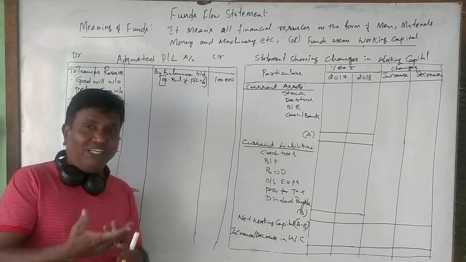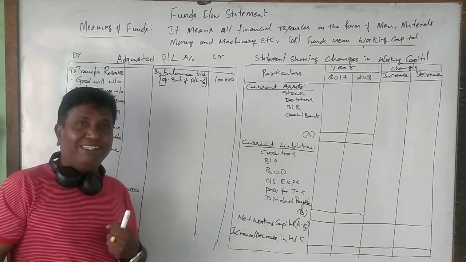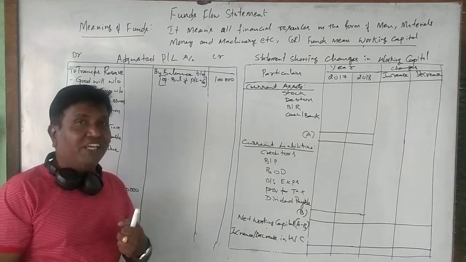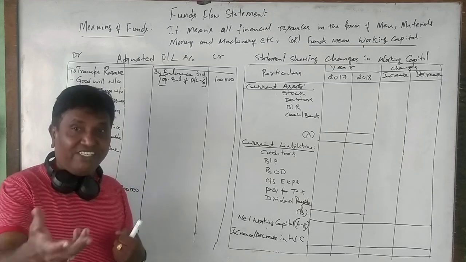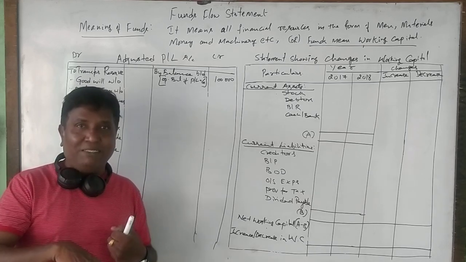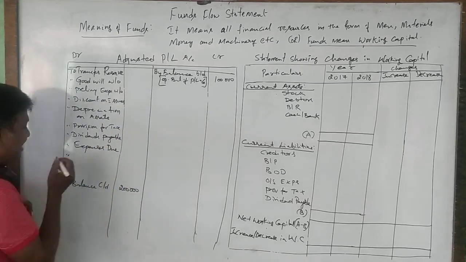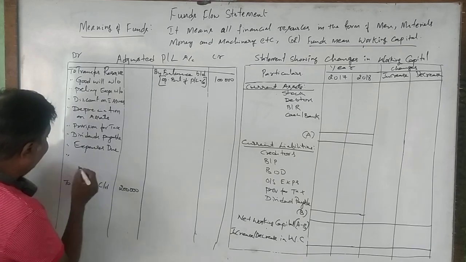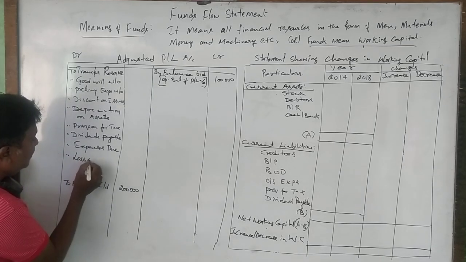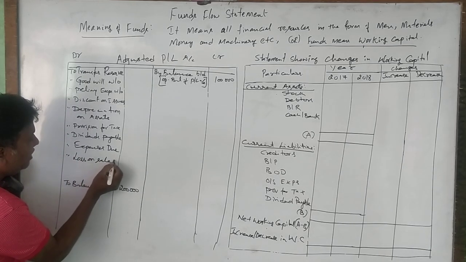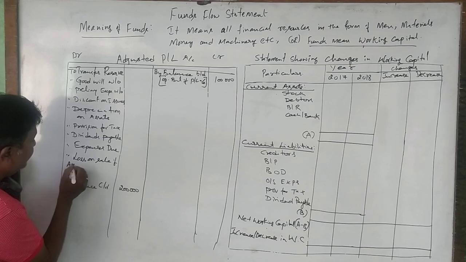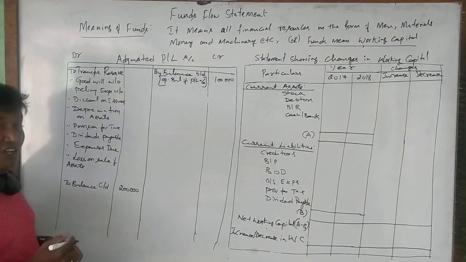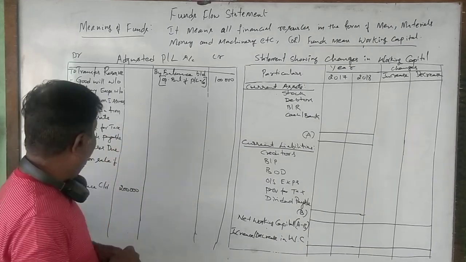So here, what are non-operating expenses? If I incur any losses selling the assets of a business which were used in the business, definitely it is considered as non-operating expenses. I can take it as loss on sale of assets. Loss on sale of assets.